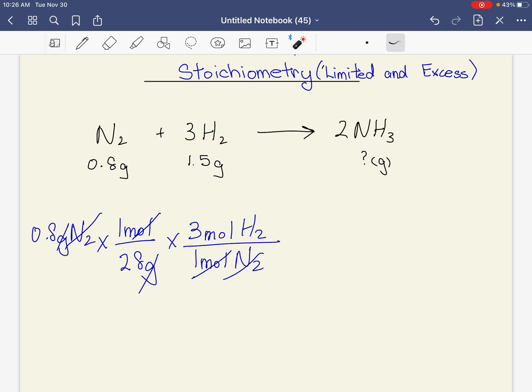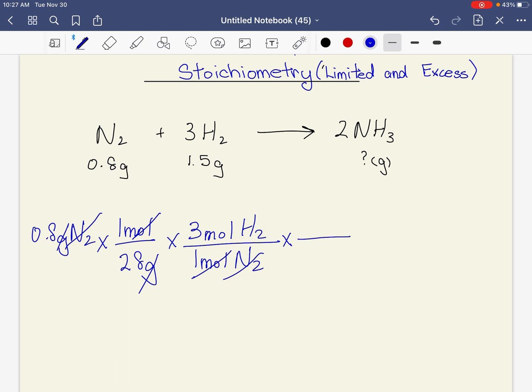Since this is a mass that I'm going to make comparisons with, I better change this to a mass. So remember, if I do give you this in moles, you can just stop here because you already have moles. Then you make the mole comparison. But since I give you this in mass, I will need to change this to mass so I can make the mass comparison. You can't compare moles with mass. That makes no sense, right?